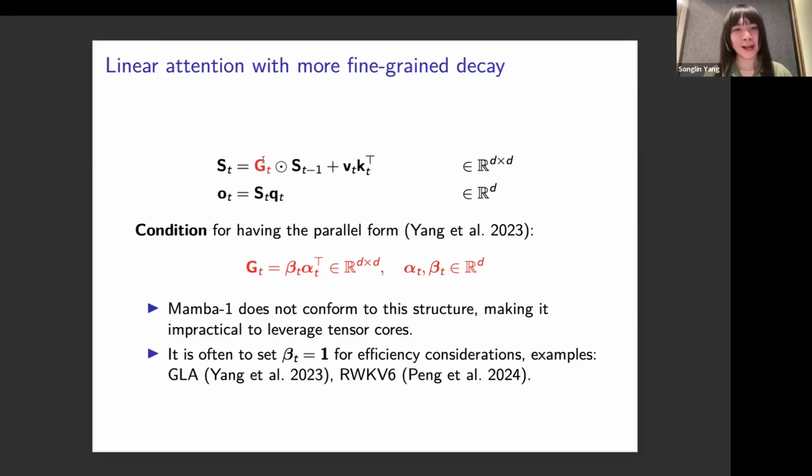Mamba 1 also has a very fine-grained gating matrix, but its transition matrix, or gating matrix, does not conform to the outer product structure, and this is why Mamba 1 cannot be trained using the chunkwise parallel form. It can only be trained using the parallel scan algorithm, and Mamba 1 cannot use tensor cores at all.